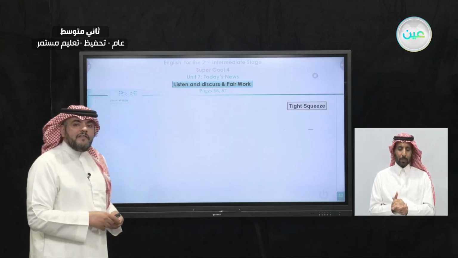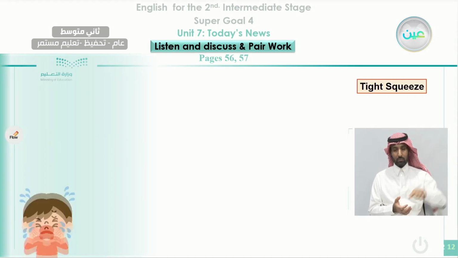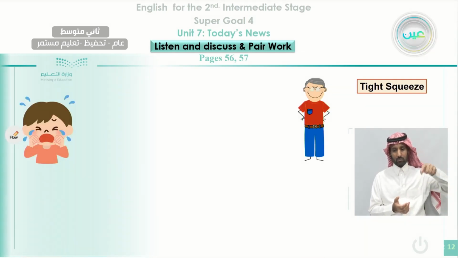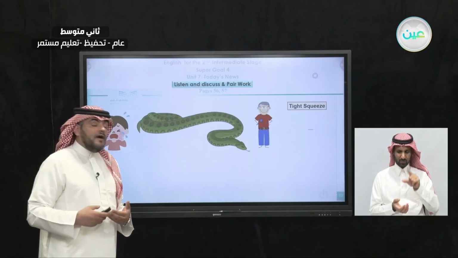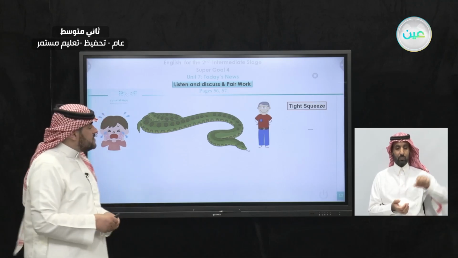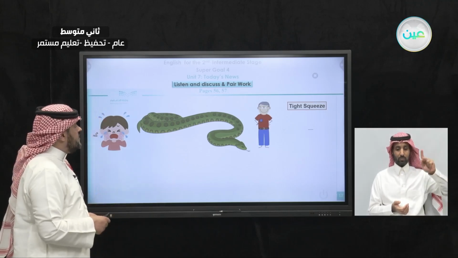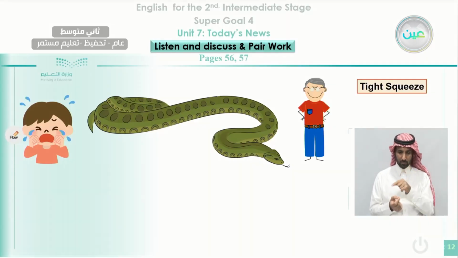We move to another passage, under the title "Tight Squeeze." What is this reading passage about? It's about a child and his grandfather. What happened? You can see this, we call it a snake. And a snake is dangerous. Sometimes people are vulnerable to some snakes, and they are afraid of meeting this kind of animal.